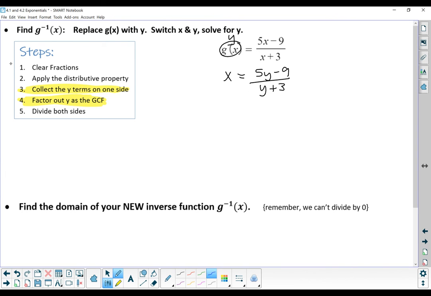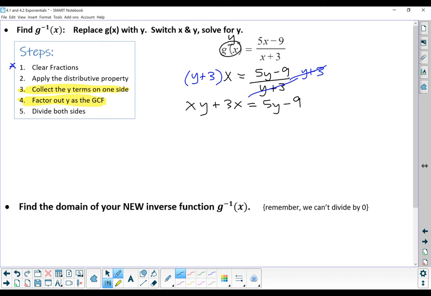Our first step on our list over here is to clear the fractions. So we're going to multiply both sides by y plus 3. And that x is multiplying both of those terms, both the y and the 3. So I'm going to apply the distributive property. That's xy plus 3x is equal to 5y minus 9.